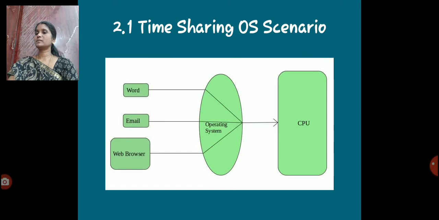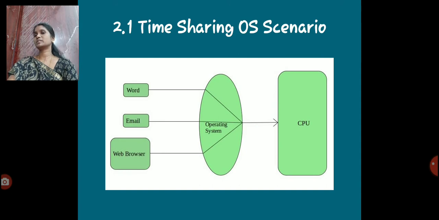See, on the left we see many types of processes like Word. We are running a Word document, and we are also importing something. We are doing some task on our email. Then we have opened a browser also. All these things are running on a single operating system which is at the center of the diagram.